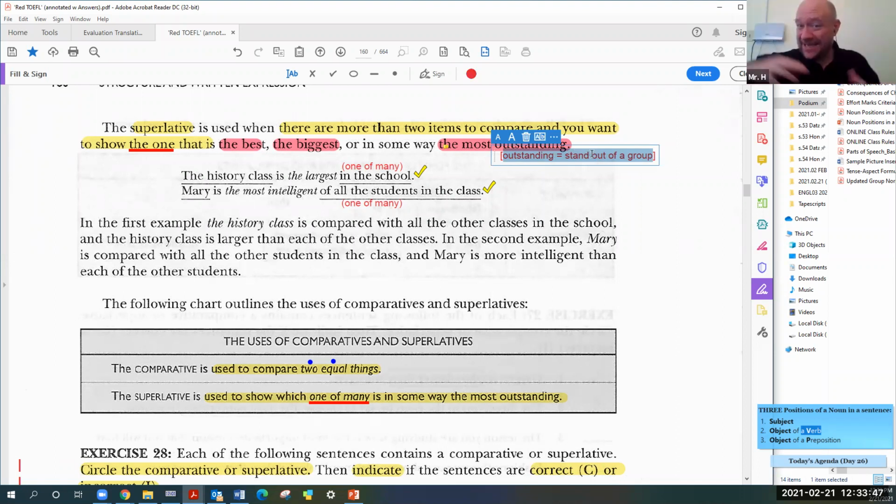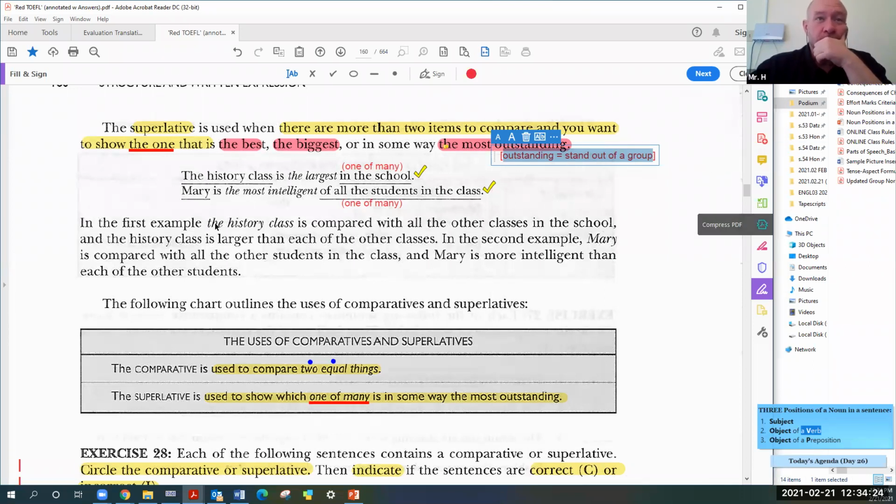What does that mean if you stand out of a group? You are distinguishing. Somehow you are very different than the group. Maybe the best, maybe the worst, maybe the fastest, maybe the slowest. Somehow you are different than the others, all of the others. Do you understand? Okay. All right.